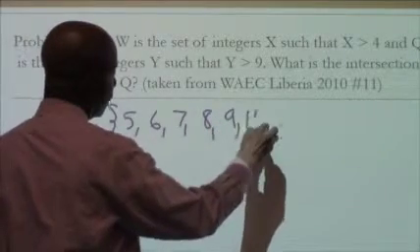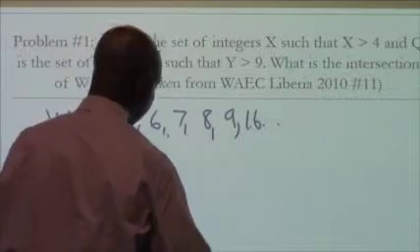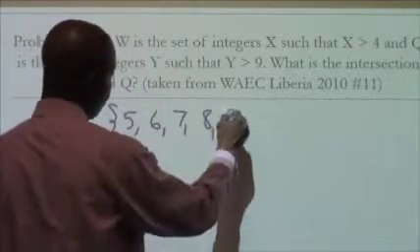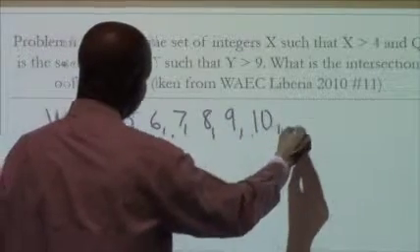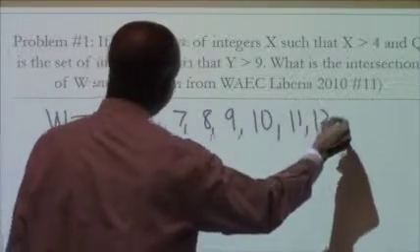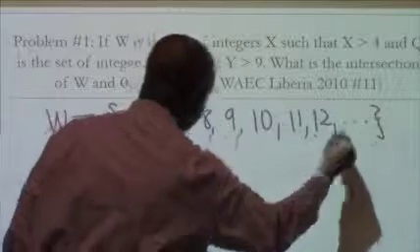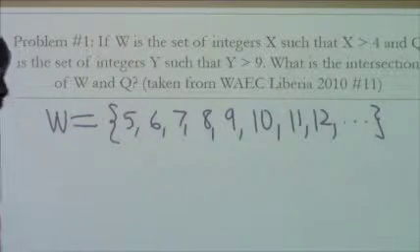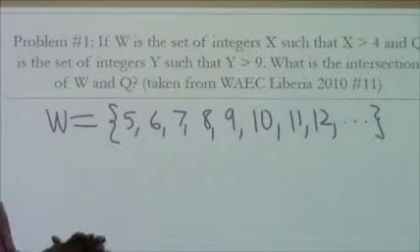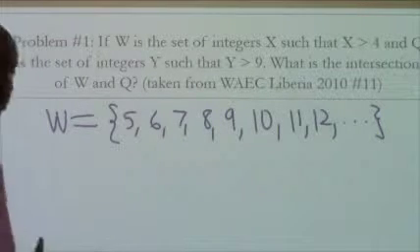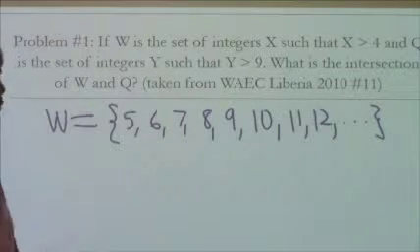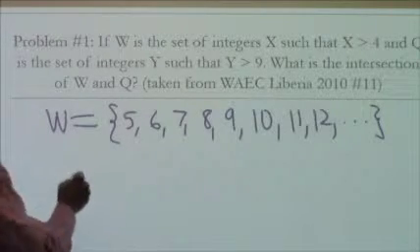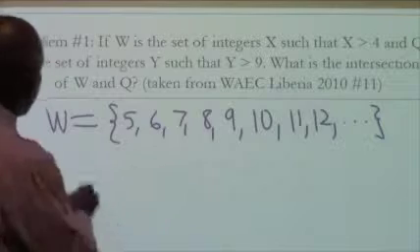In fact, I'll do 10. There's a reason I'm doing 10. I'll do a couple more because I want to show you something. 9, 10, 11, 12, and you can go on forever, because these are all integers that are greater than 4. Integers means whole numbers, negative and positive. Now, we have another set Q.